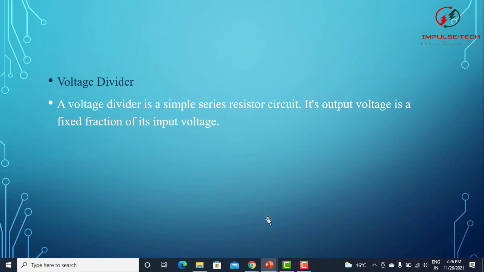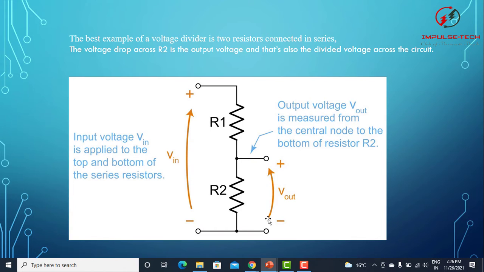Now in simple terms I can explain: a voltage divider is a circuit which divides the voltage. Now we will see how we can divide the voltage. This is the best example of a voltage divider circuit.